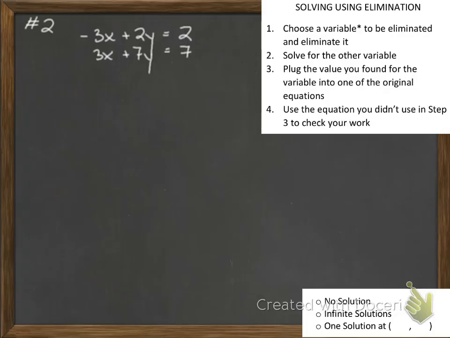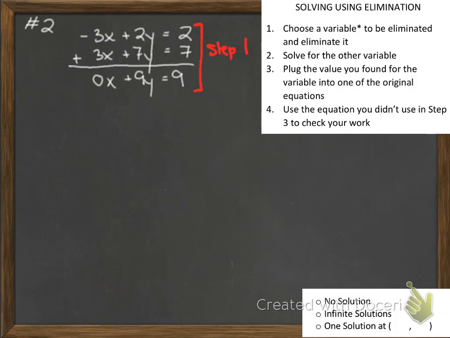Let's do another example. Remember, we have to choose a variable to be eliminated and eliminate it. Already, we have a negative 3x in one equation and a positive 3x in the other. Therefore, by simply adding these 2 equations together, negative 3x plus 3x, then we can get rid of our x terms. Then we have 2y plus 7y, which is 9y, and 2 plus 7, which is 9. So all of this is step 1.